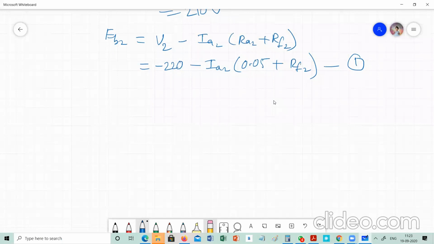To calculate IA2, we can use that equation. The torque is constant. Okay, means what?